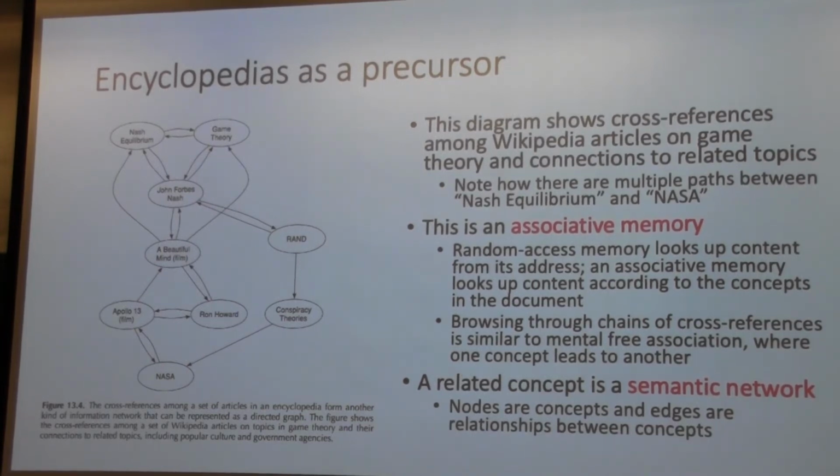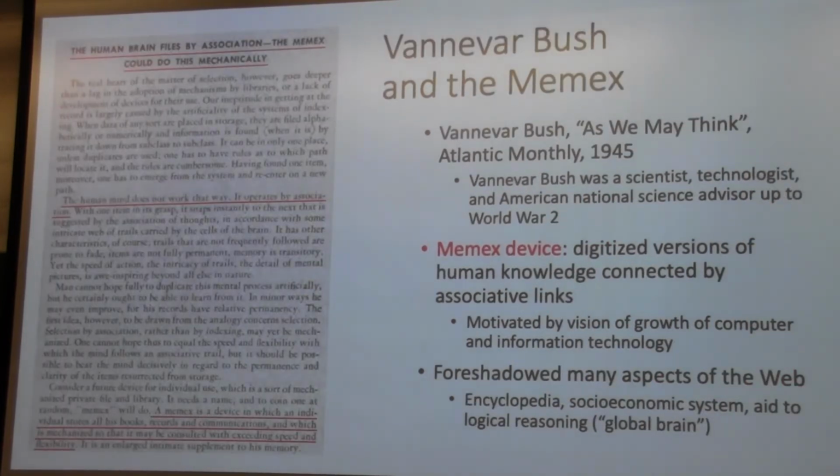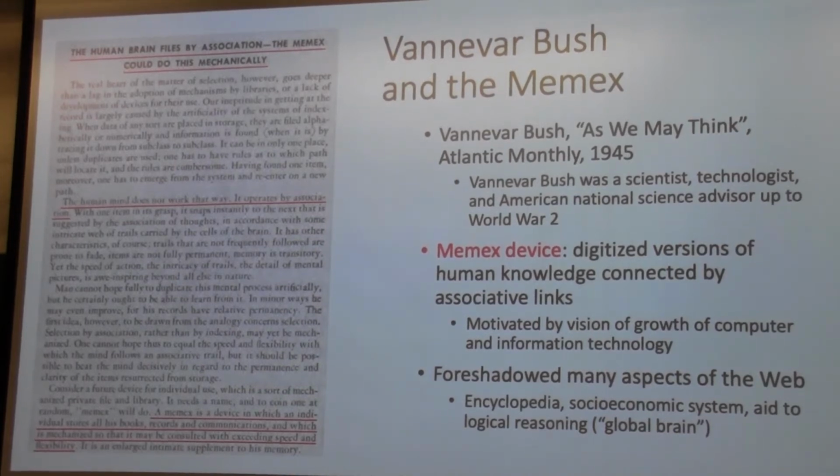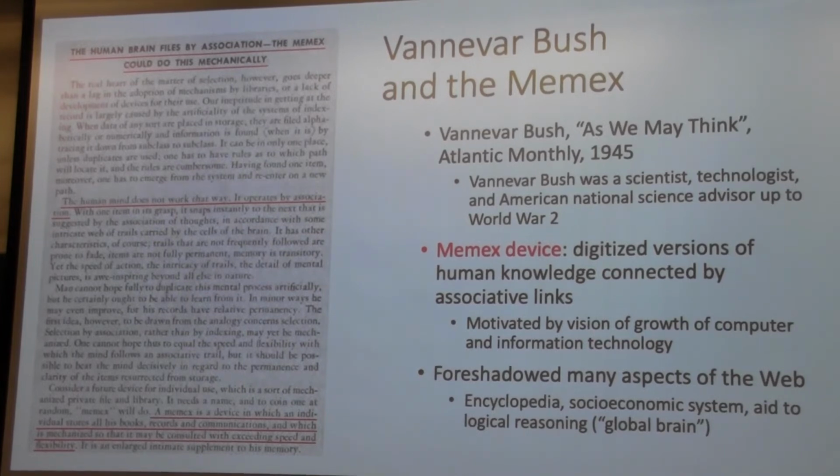And now I want to mention two very interesting people who actually imagined the web a long, long time ago. The first person is Vannevar Bush. He wrote an article, it's on the Moodle, by the way, called As We May Think, which appeared in a magazine in 1945. So he was a scientist. He was actually the National Science Advisor in the United States government up to World War II, and so he worked also on electronic computation and stuff.